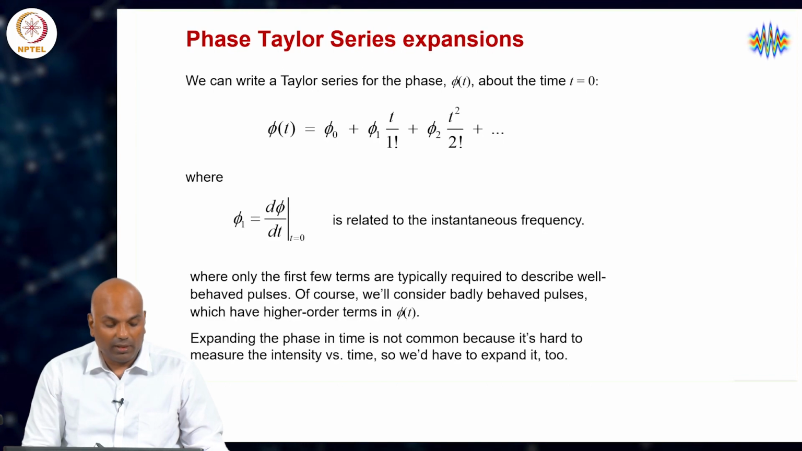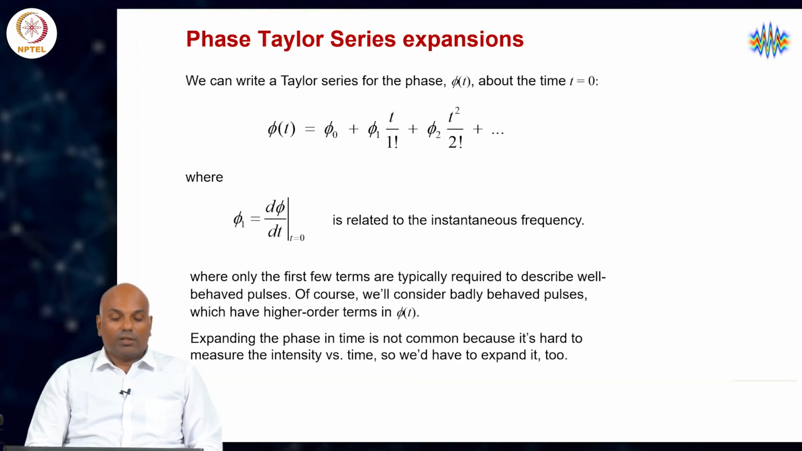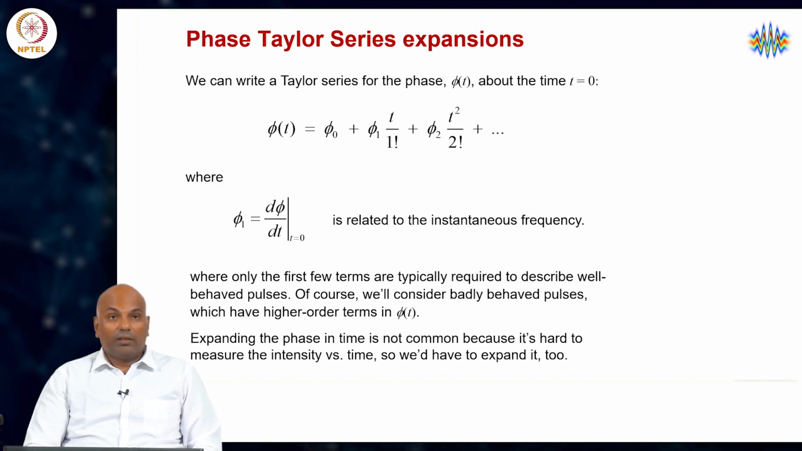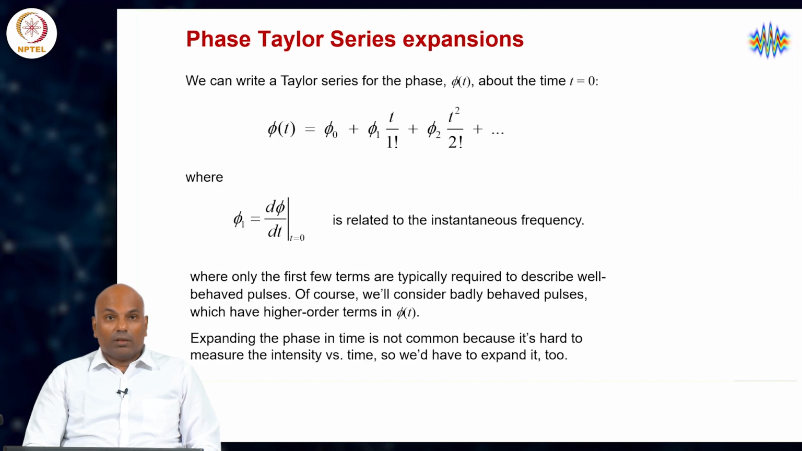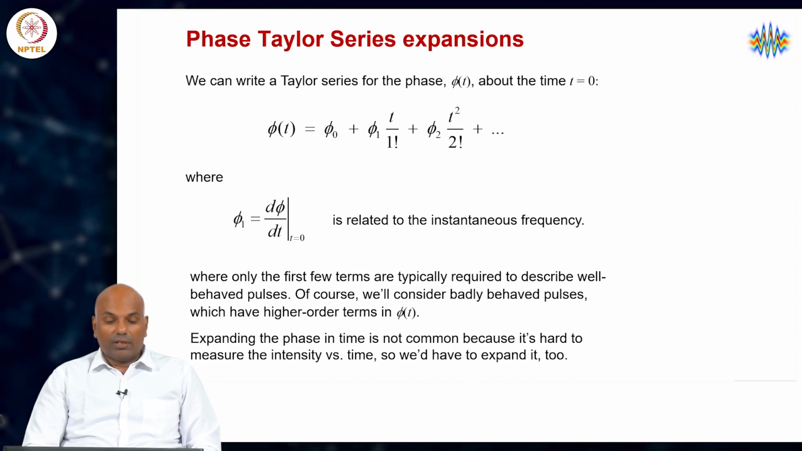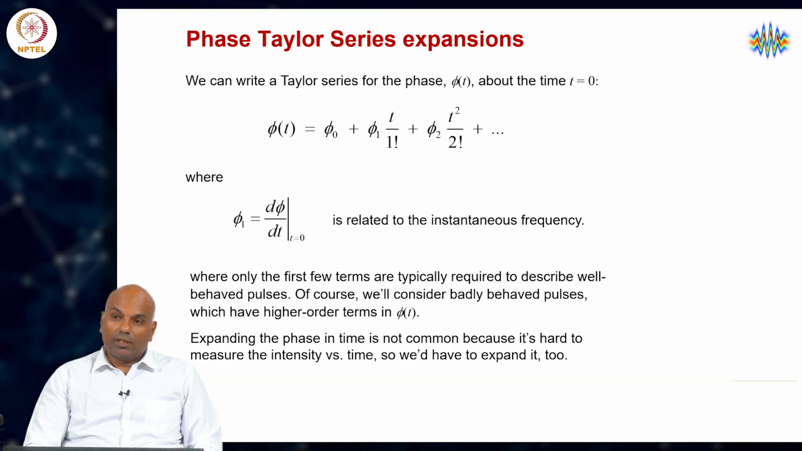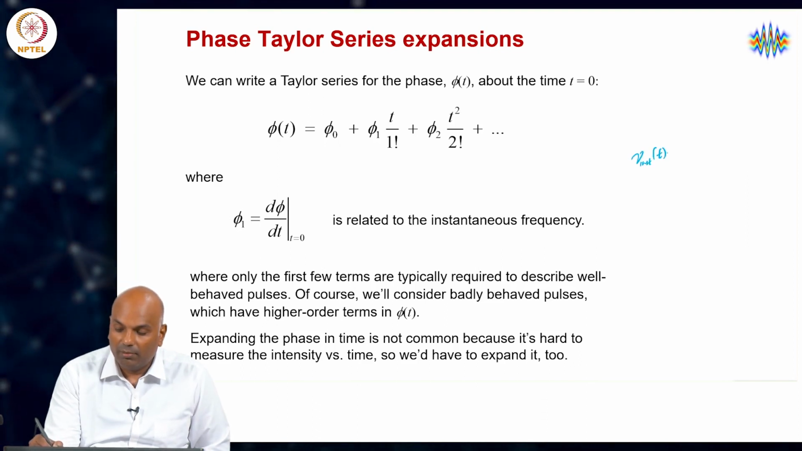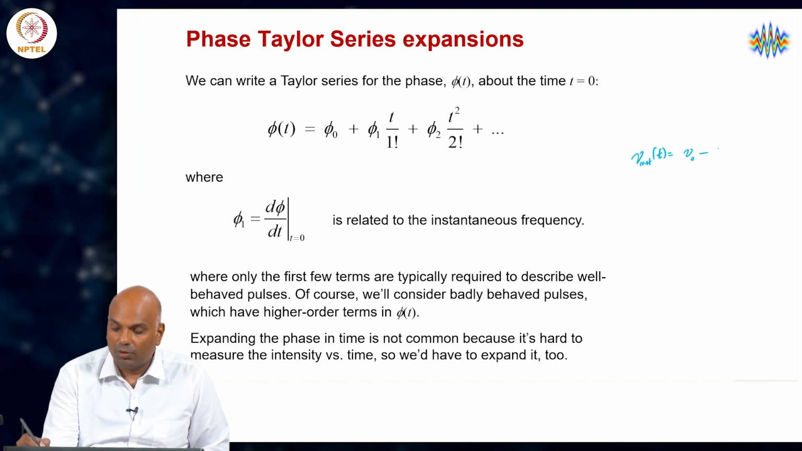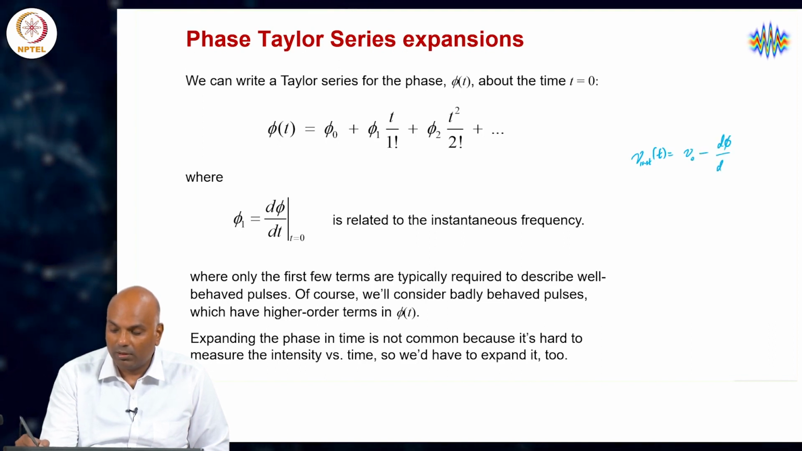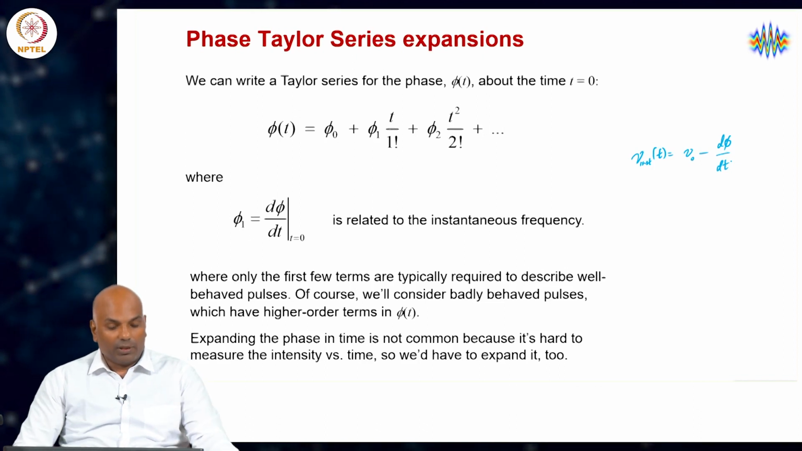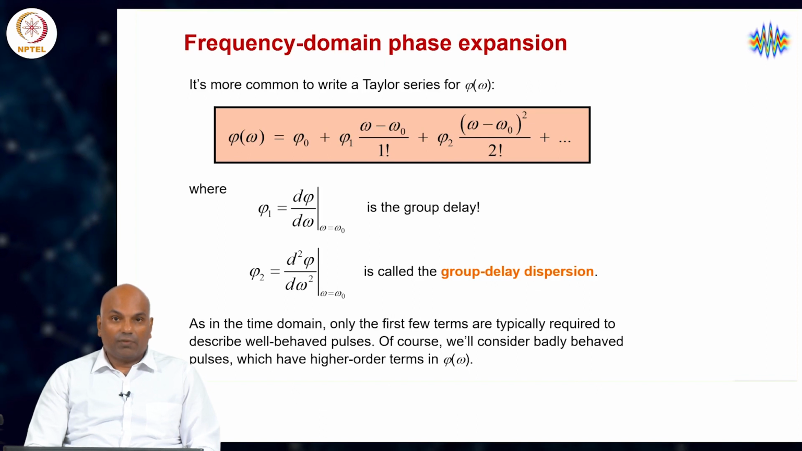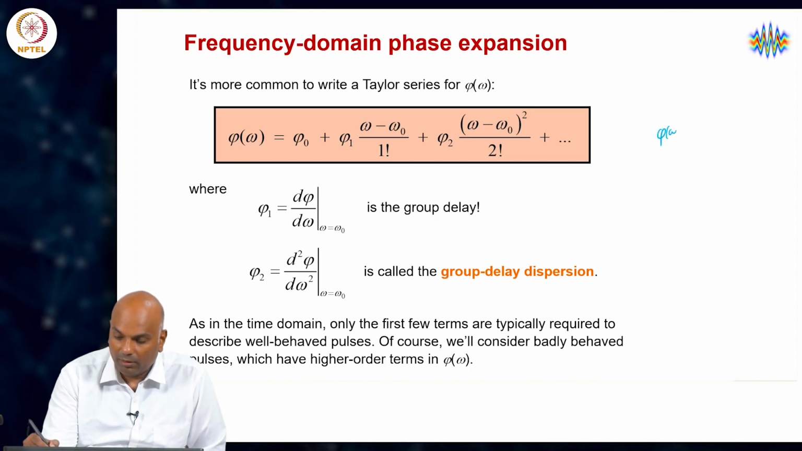So, the Taylor series expansion of this is essentially the way to think about the phase factor phi of t, which is related to the instantaneous frequency. The instantaneous frequency, nu instantaneous, as a function of time in its most general form is nu naught minus d phi by dt.